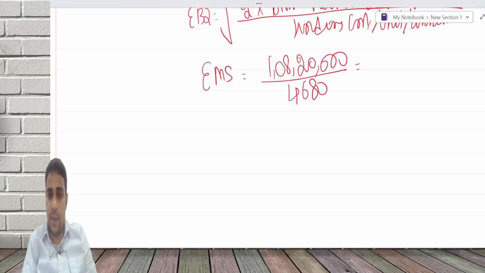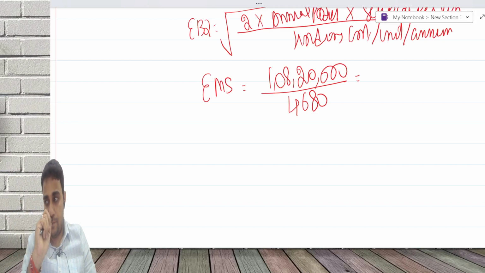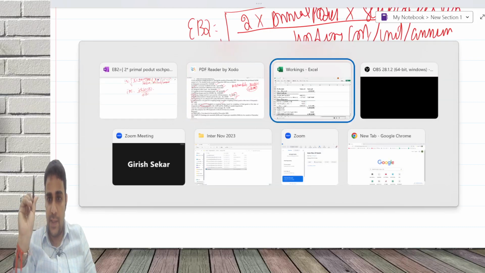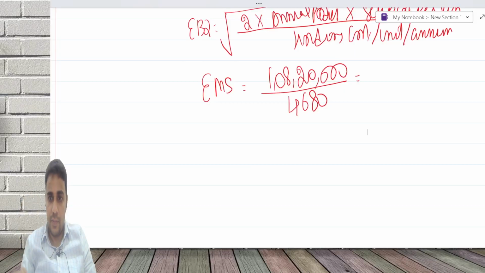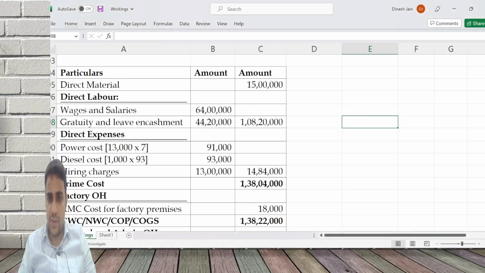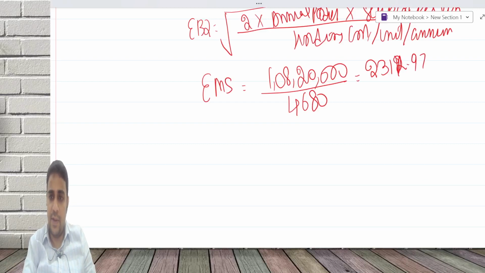Can you tell me this number, earnings per man shift? Divide and let me know. 10820 by 4680. Please tell me the number. Friends, please, how much is this number? 2311, 2312. Approximately, sir. Divided by 4680, it is 2311.97. Take it rounded off. 2311.97, you can keep it.